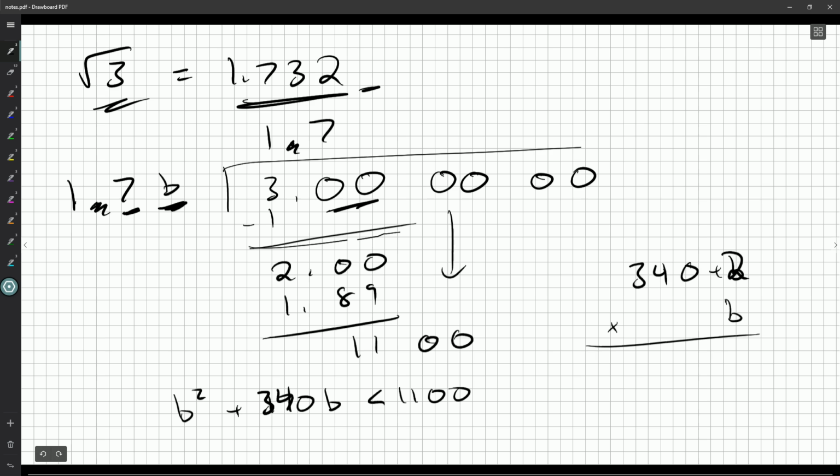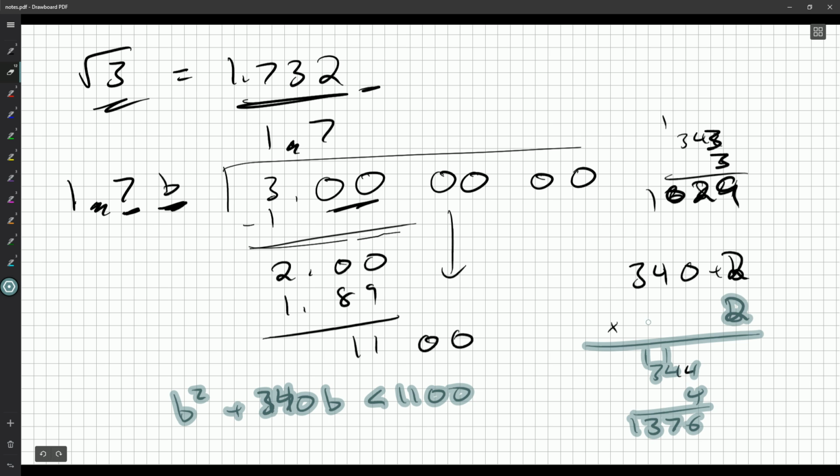So for example, if I pick b as 2, 342 times 2, you got the 4 there, the 8 there, the 6 there, 684, certainly less. If I choose 3, we get the 9, nothing to carry, 2, something to carry, and so we get 1029. But if I were to choose 4, 344 times 4, you'd be in the 1,300s, and that's more than the 1100 here. So yeah, there we go.